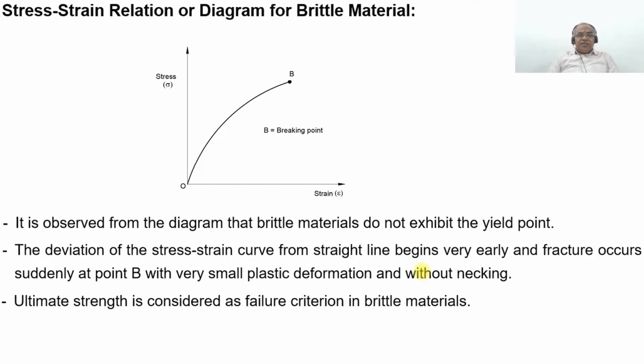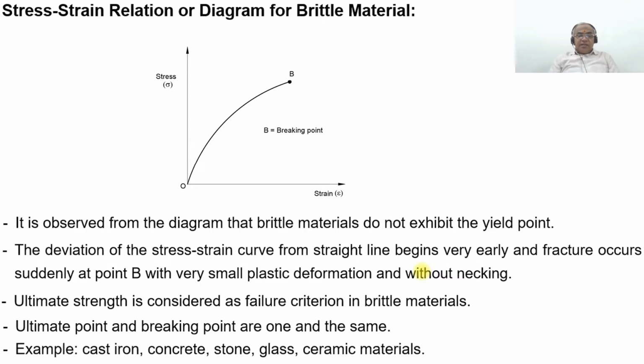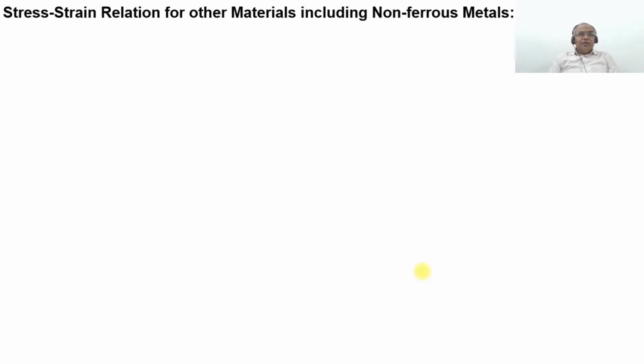The ultimate strength is considered as the failure criterion in brittle materials. The ultimate point and the breaking point are one and the same. Examples of brittle material are cast iron, concrete, stone, glass and ceramic materials.